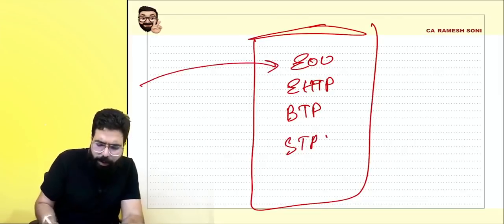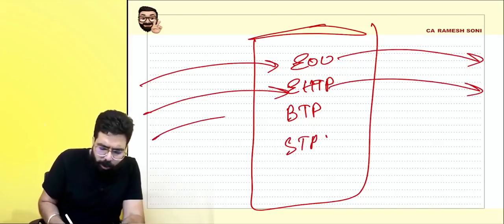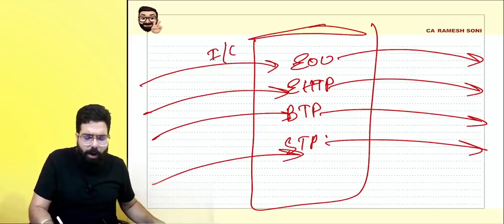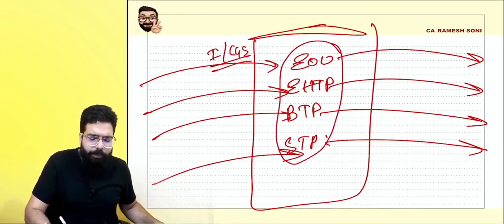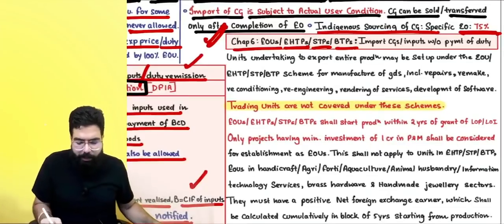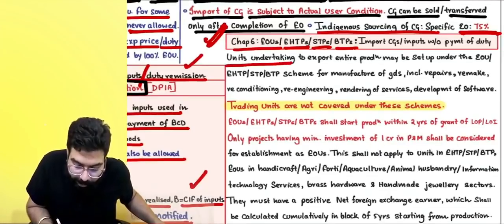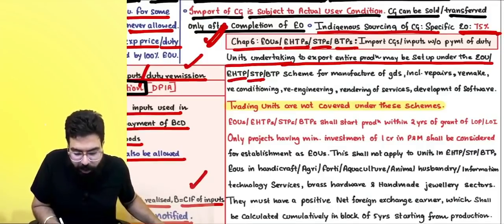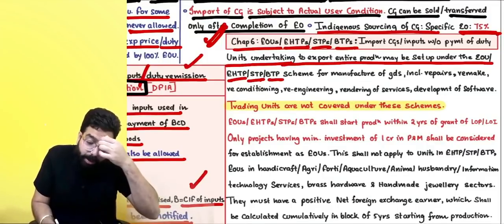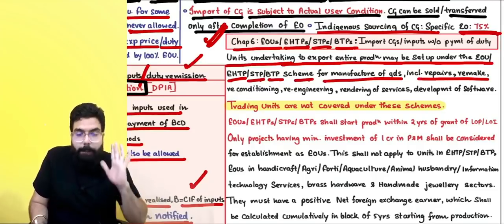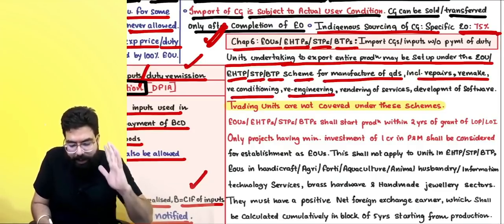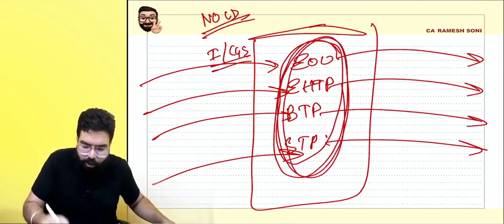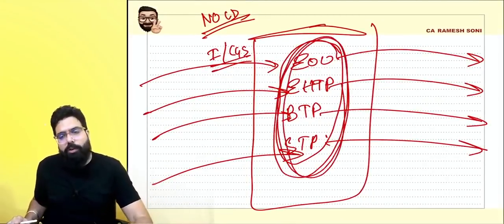Baba, their main work is to import and export. Import, export, import, export. So for them, whatever input they buy or capital goods they go ahead and buy, sir, no custom duty. Nothing, Baba. See over here, everyone. Units undertaking to export entire production may set up in an EOU, ESTP, biotechnology park, software technology park scheme for manufacture of goods, including repair, remake, reconditioning, re-engineering, rendering of service, development of software. So you can set up yourself in an EOU, ESTP, BTP, or a software technology park.